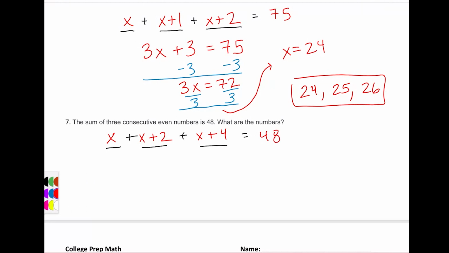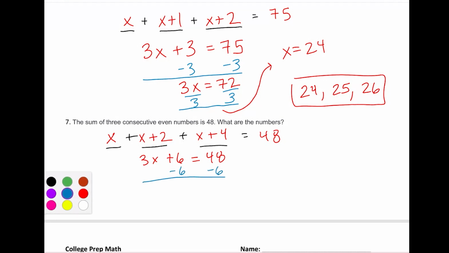So you can see once you get it set up, you're going to solve it just like the last one that we did. Combine our like terms. So we still have three x's here. Combine your constants. So 2 plus 4 would be 6. So plus 6 equals 48. And just like with the last one, when you solve this, it's going to give you the smallest of the three numbers. So just be careful when you write the three numbers because they'll have to be even. So let's solve this. We'll subtract 6 from both sides. So we have 3x equals 42.